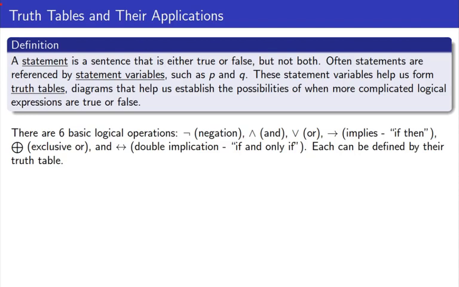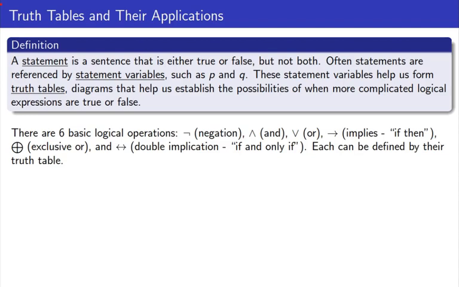Often when we work with statements, we'll reference them as statement variables, such as P and Q. And then from these statement variables, we can begin to look at truth tables. Truth tables take complicated logical expressions made from statement variables and break them down to establish the possibilities of when they are true or false.